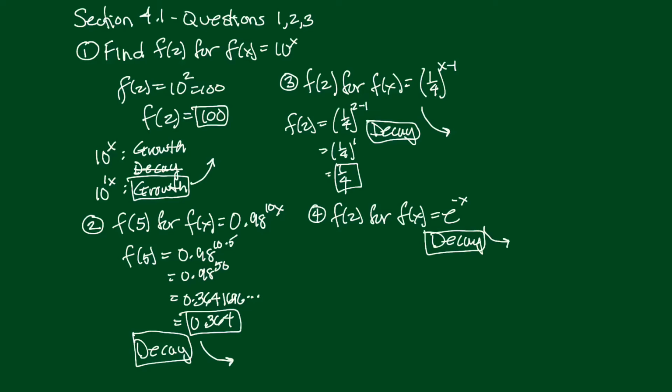And now I'm going to substitute the 2 in for the x. So we're going to get f of 2 equals e to the negative 2. And I can do this one on my calculator. I'm going to round to 3 decimal places. So what I get here is 0.135.